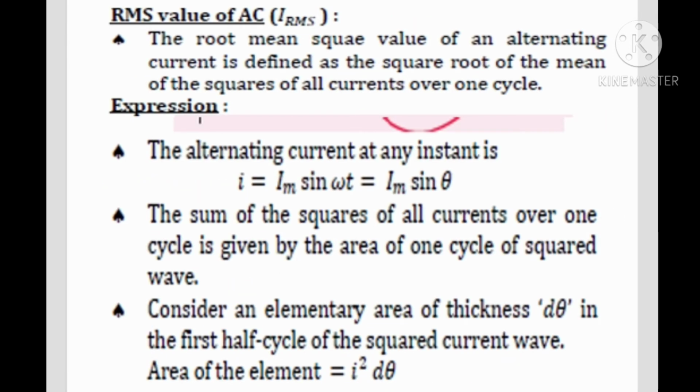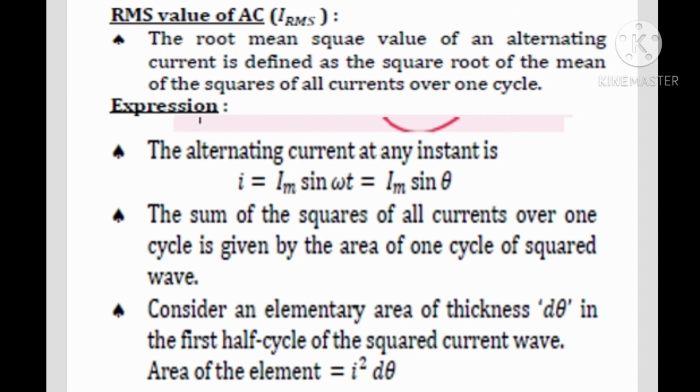Next one is the definition for the RMS value of alternating current AC, which can be represented by I RMS. The root mean square value of an alternating current is defined as the square root of the mean of the square of all currents over one cycle. Once again I repeat, it is the square root of the mean of the squares of all the currents over one cycle. Next we are going to derive the expression for I RMS.